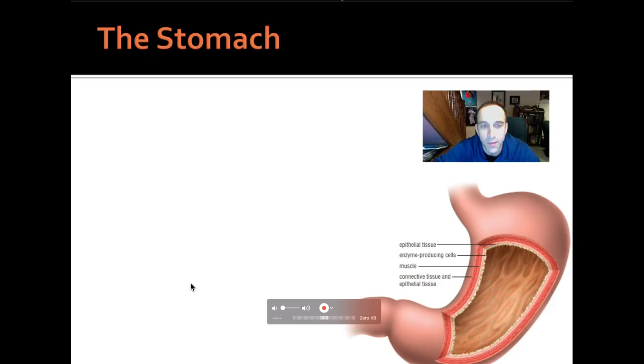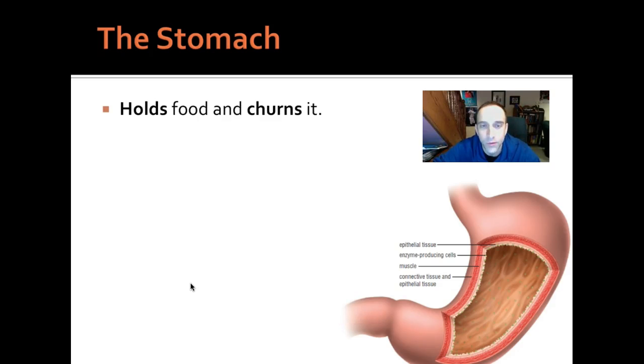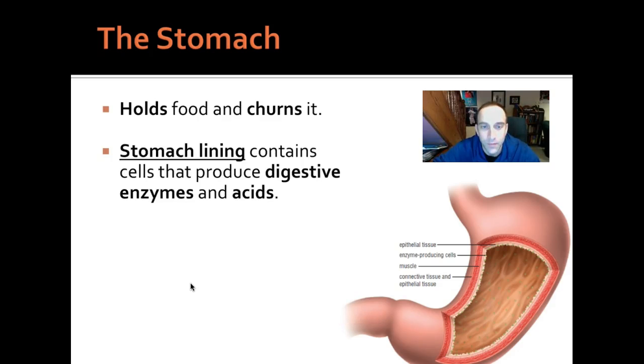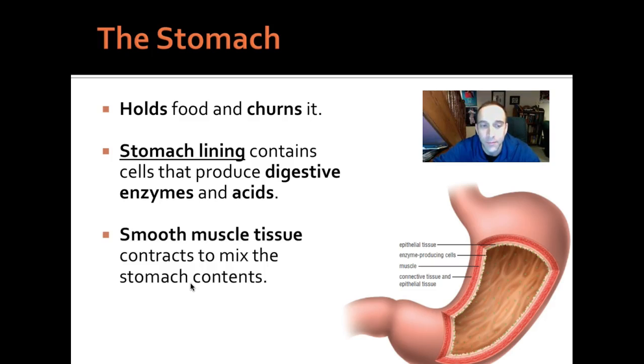Up next is the stomach. The stomach holds food and churns it. The stomach lining contains cells that produce digestive enzymes and acids. This mixture includes hydrochloric acid, pepsin, and water. At the same time, smooth muscle tissue contracts to mix the stomach contents. Nerve tissue lets us know when we're full.